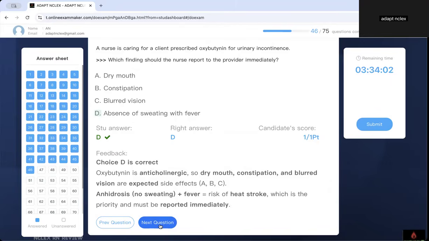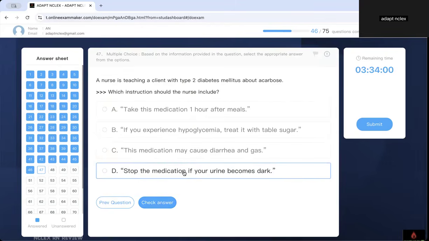Otherwise, you'll be guessing. And then the nurse is teaching a client with type 2 diabetes about acarbose. Know this medication, a classic medication, because it has clinical implications. Which instructions should the nurse include? Take the medication 1 hour after meal. If you experience hypoglycemia, treat with table sugar. This medication may cause diarrhea and gas. Stop the medication if your urine becomes dark. What do you think? Which answer choice would you pick?